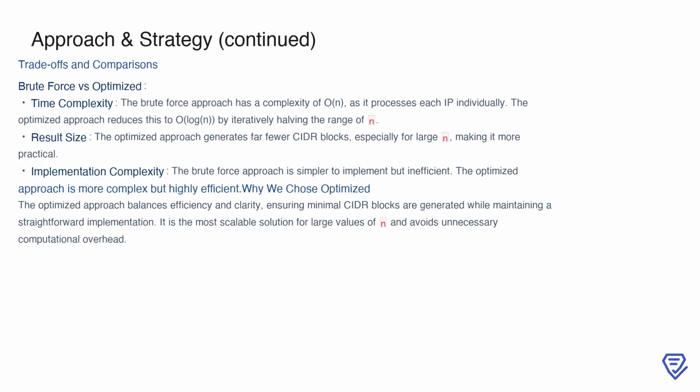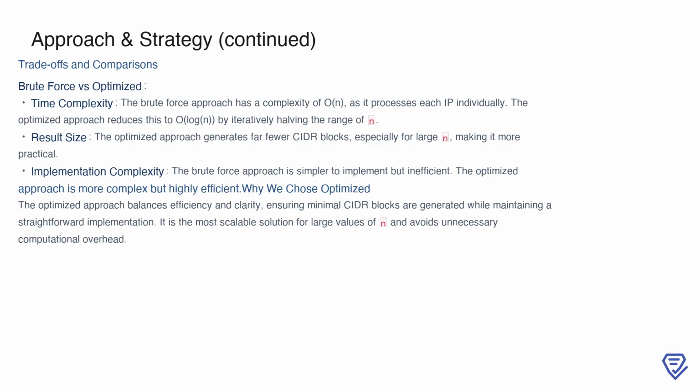When comparing the brute force approach to the optimized method, the differences are significant. In terms of time complexity, the brute force approach requires O(n) operations, as it processes each IP address individually. On the other hand, the optimized approach reduces this to O(log n), by iteratively halving the range of n with each step. This makes the optimized approach far more scalable for large values of n.